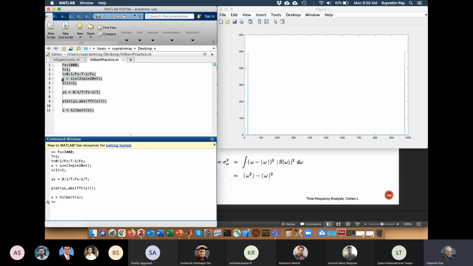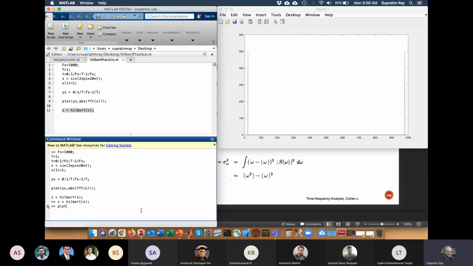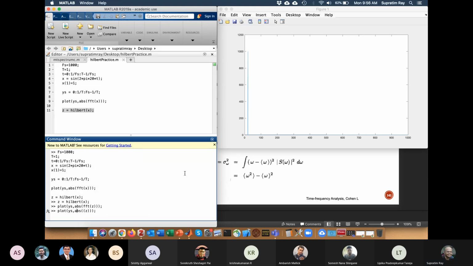Let's do one more. It's now a sinusoid, and the first value is 1. So it's a sinusoid and a delta function. So I've got a delta function, but these values are also non-zero now, some small value. Let me take the Hilbert transform and plot the absolute value of the FFT of Z. So again, you can see that it has become 1000 here, and otherwise it's 0. Let me plot the absolute value of Z.